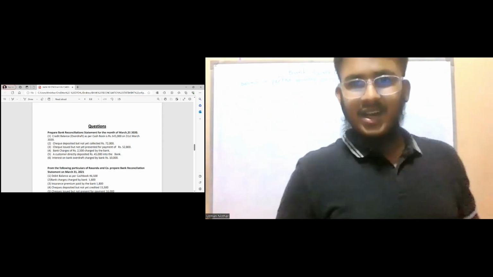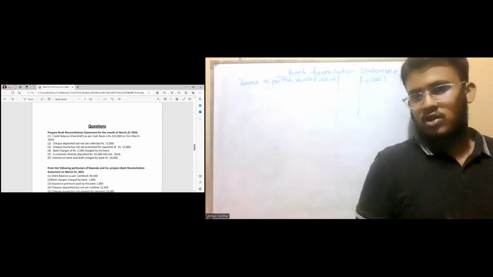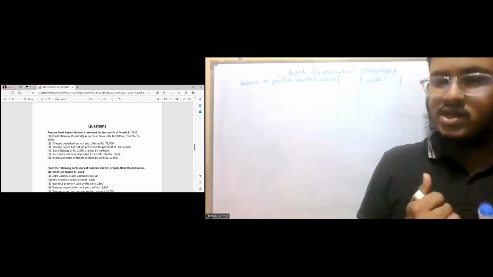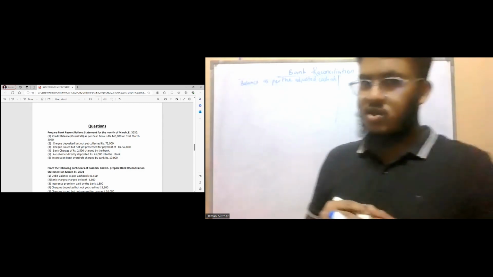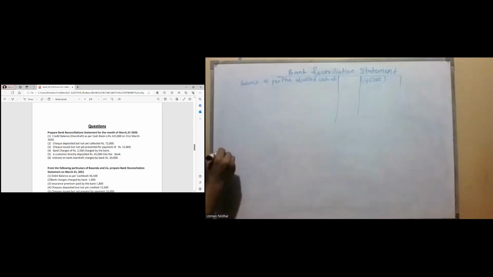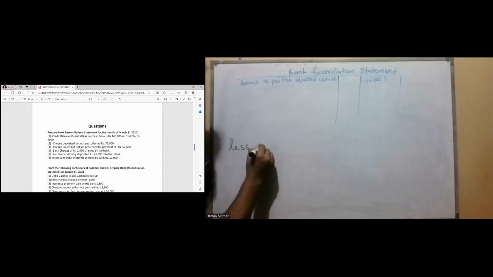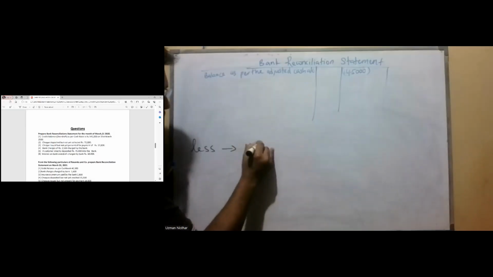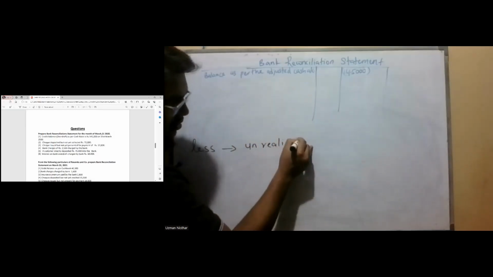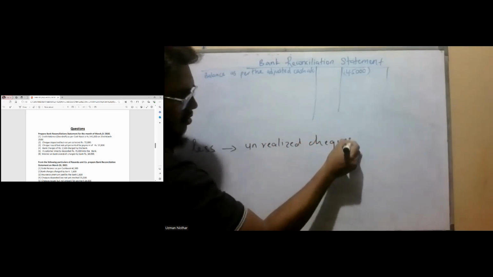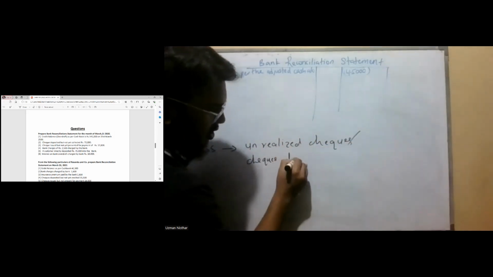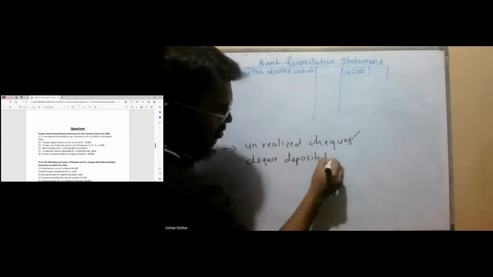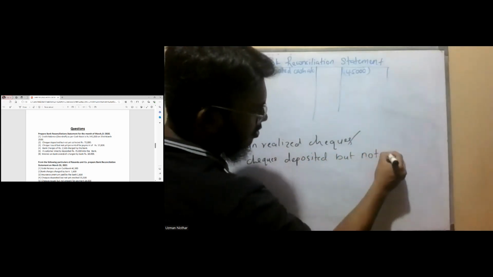And then we have checks deposited but not yet collected. When we look at the word deposited, we can recognize it as checks deposited but not realized. Those checks we subtract, be less unrealized checks, or checks deposited but not realized.